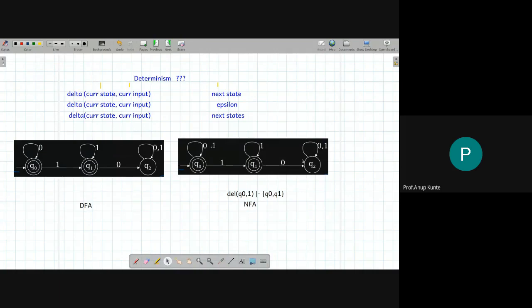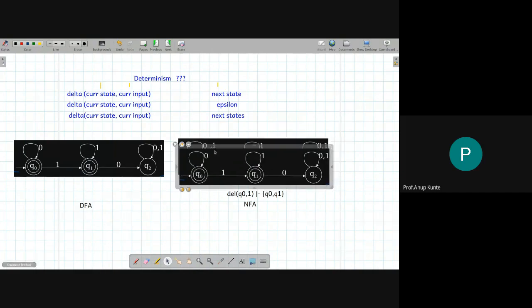non-deterministic behavior, and the device that shows non-deterministic behavior as far as a finite automata is concerned is referred to as non-deterministic finite automata. Now we'll have one more copy of this device.